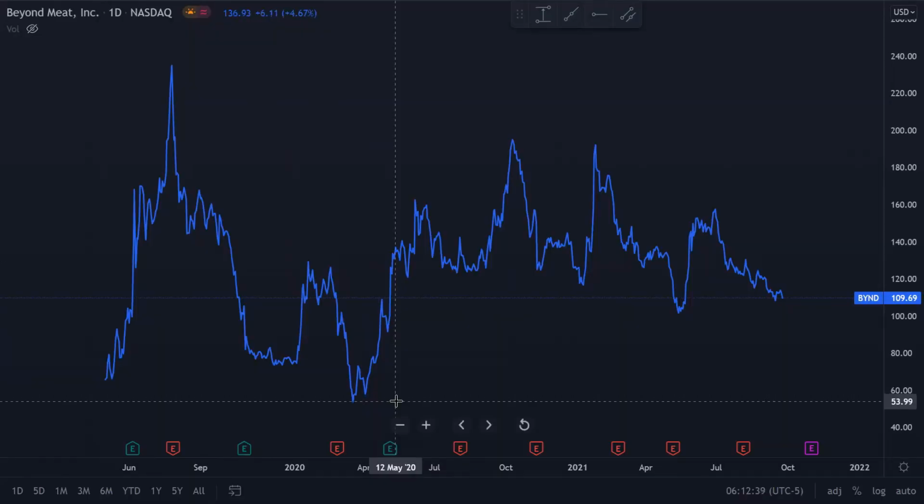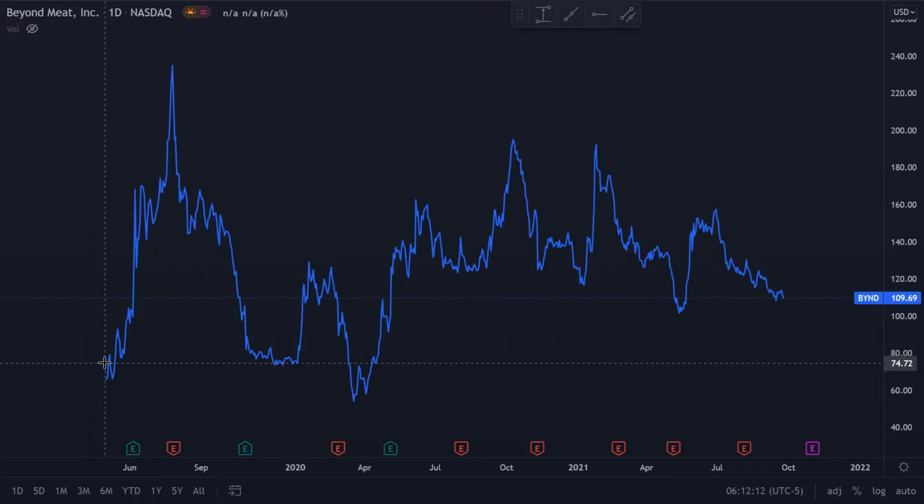For this example, we'll take a look at Beyond Meat Incorporated. Typically, when I first start charting a stock, I like to look at the bigger picture first, going back at least 5 years on the chart if possible. Beyond is fairly new to the market, making its debut on May 2nd, 2019. So that's what we'll be working with today.